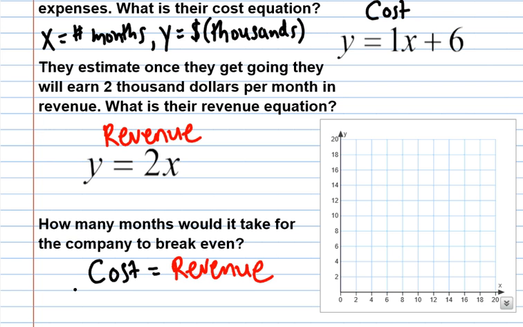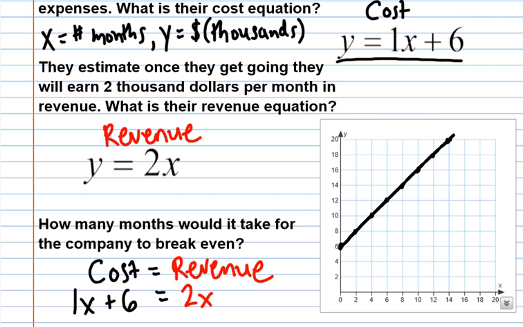The cost equation is 1x plus 6, and the revenue equation is 2x. You could solve this algebraically, which is what we'll do later in the chapter, but you could also solve it graphically, which is what we're going to do here. So if I graph this cost equation, I start at 6, and that's my y-intercept, and my slope is up 1 over 1. Because the scales are the same, I can just count boxes. This is why it was so important that we studied how to graph lines in prior chapters.